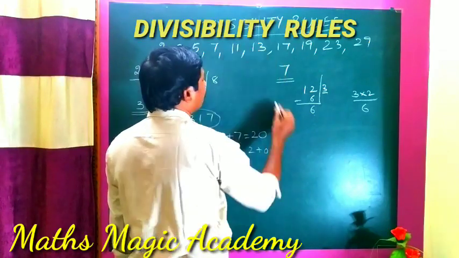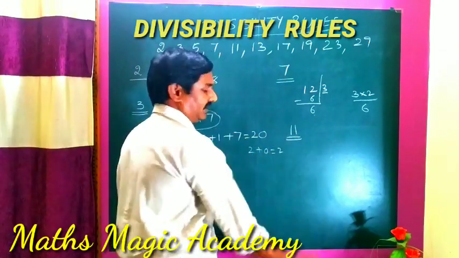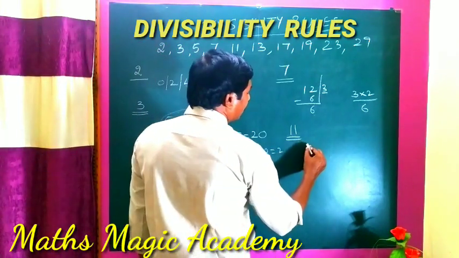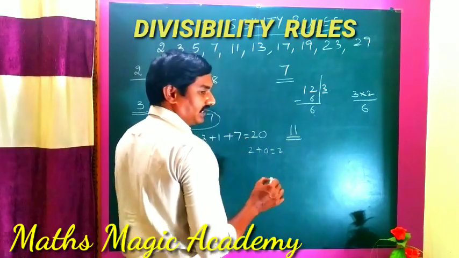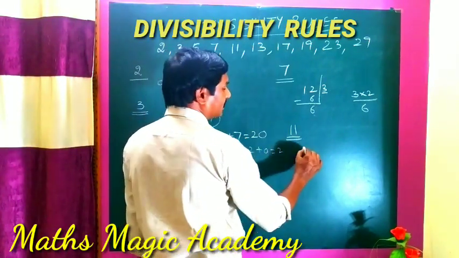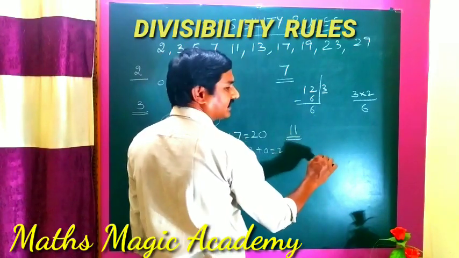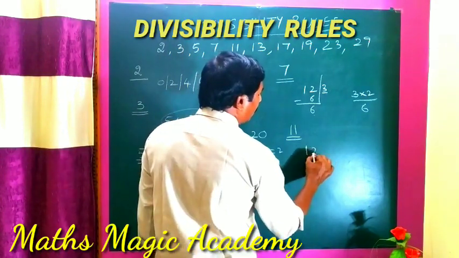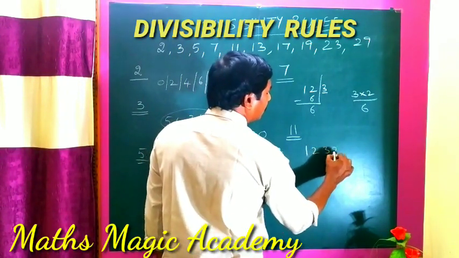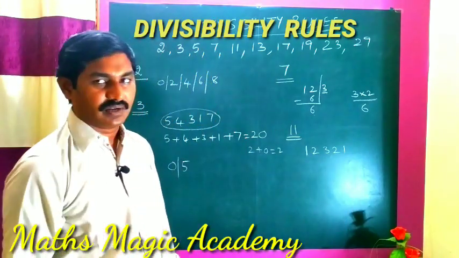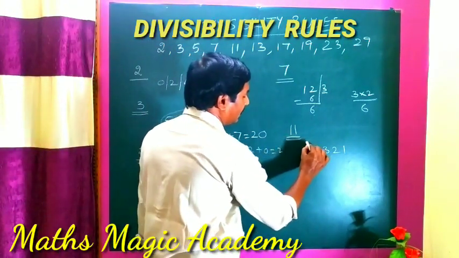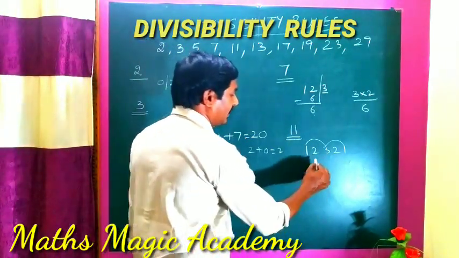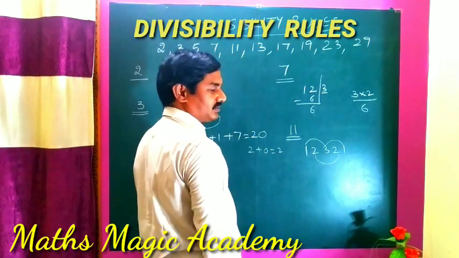And then we will go for the divisibility rule of 11. The divisibility rule of 11 is that the difference of the sums of the alternate digits of the number is a multiple of 11. Let us take an example like 1, 2, 3, 2, 1. This is one of the numbers. In this number, 1, 3, 1 are the alternate digits, and these two, 2 and 2, are the other alternate digits.